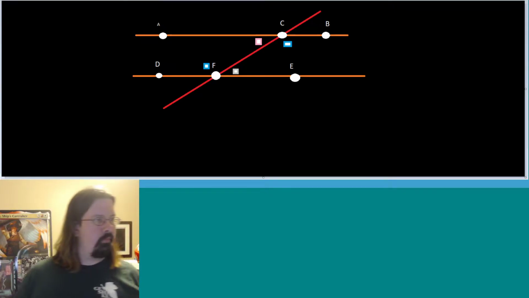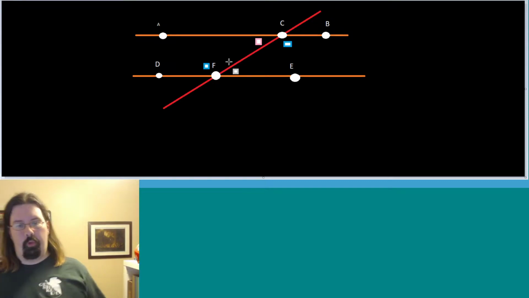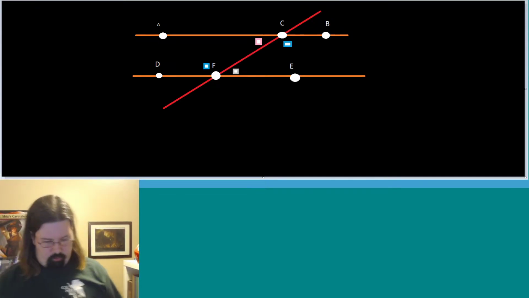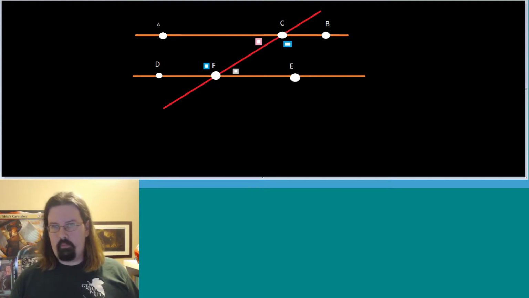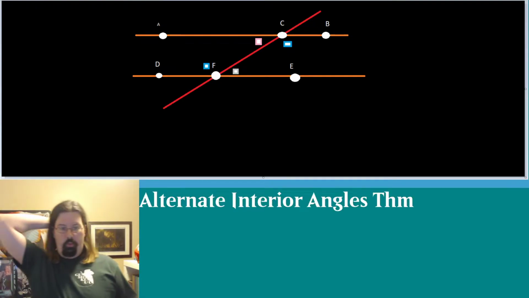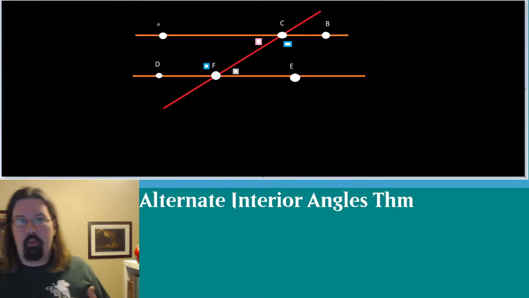So, doing all this, we've got those. Now these two, the pink ones, are equivalent through what is called the alternate interior angles theorem. So you have the alternate interior angles theorem.